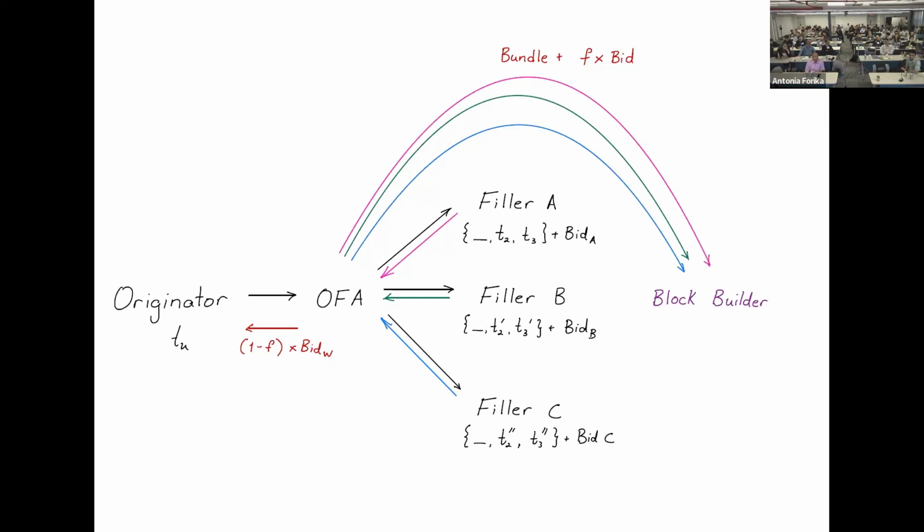And what's happening is that a fraction of the bid will go back to the user, and a fraction will go to the block builder. Sorry, I put a 1 minus F and then an F. Sorry, too many questions.